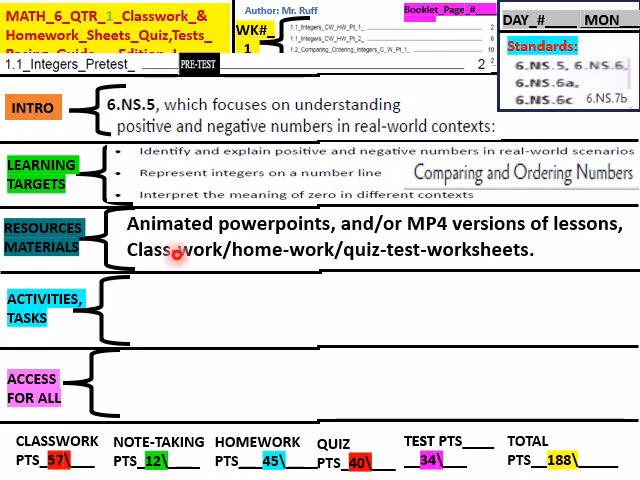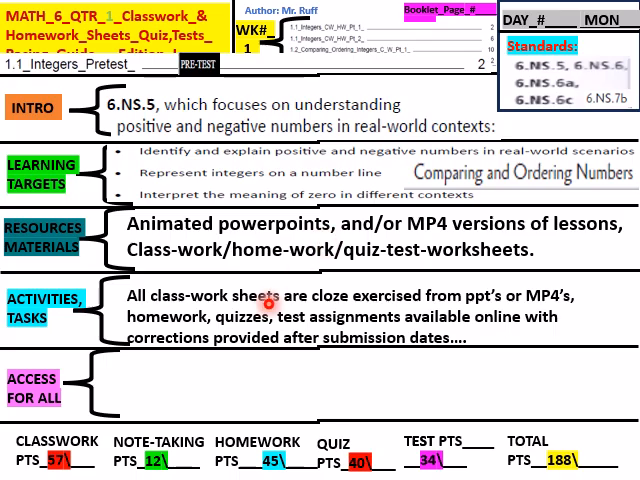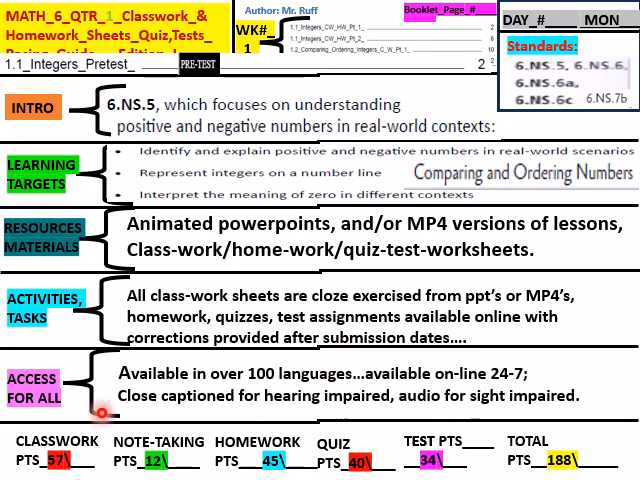Resources and materials: animated PowerPoints and/or video versions of lessons, classwork, homework, quiz, test, worksheets are all done in these formats. And then your activities and tasks: all classwork sheets are closed exercise from PowerPoints or MP4s. Homework, quizzes, test assignments available online with corrections provided after submission dates. Access for all, available in over 100 languages, available online 24/7, closed caption for hearing impaired, audio for sight impaired.